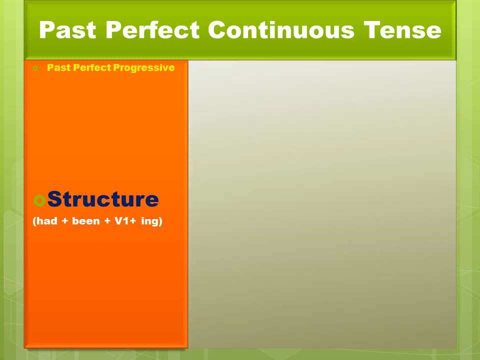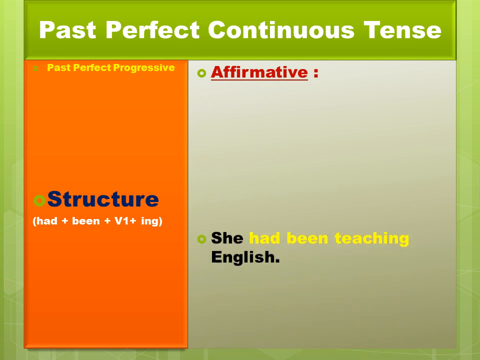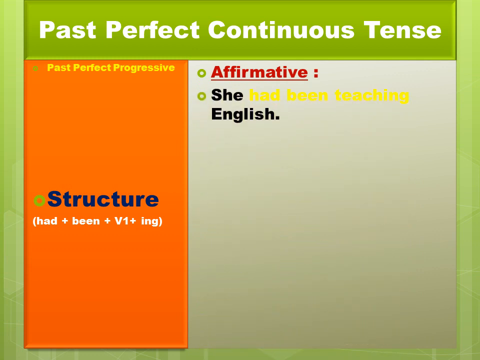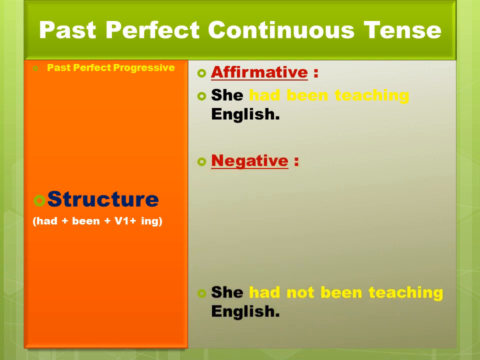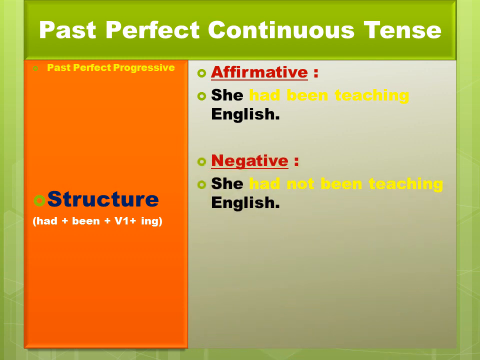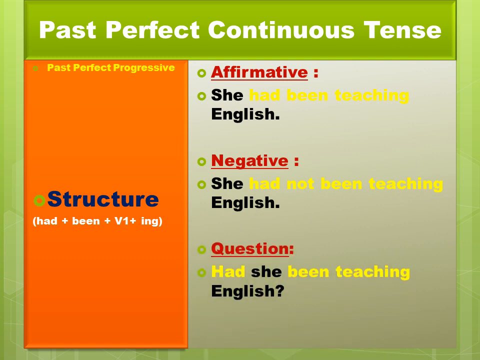Now let's see an affirmative statement. She had been teaching English. A negative statement. She had not been teaching English. A question. Had she been teaching English? We can also frame the question in the other way, like, hadn't she been teaching English?